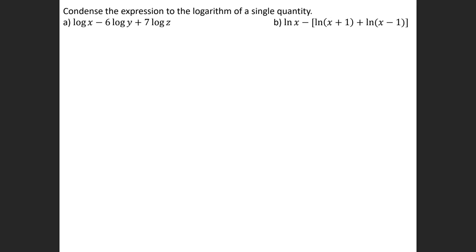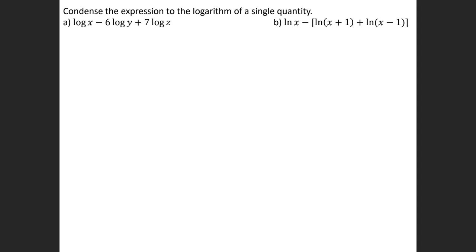Condense the expression. Again, let me look at the logs. They don't have a subscript. When they don't place a subscript, this is telling us that these are base 10. Whenever you don't see a number down here, it means automatically that we're dealing with a base 10 log. All three of these logs are base 10, so I can start using my properties.